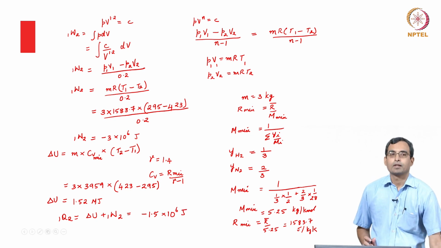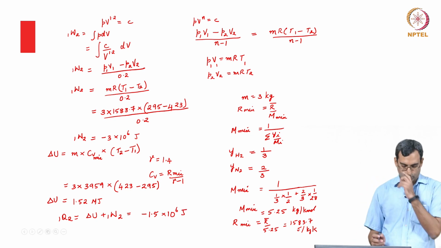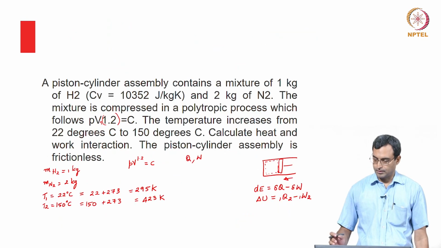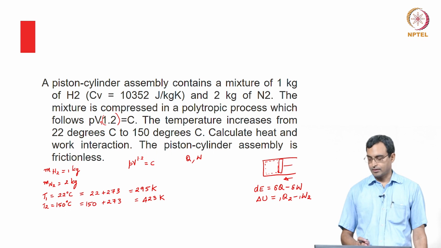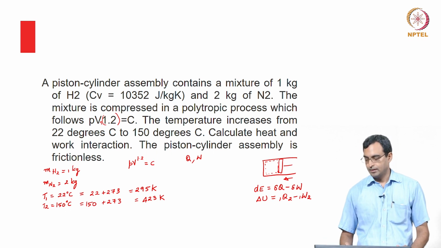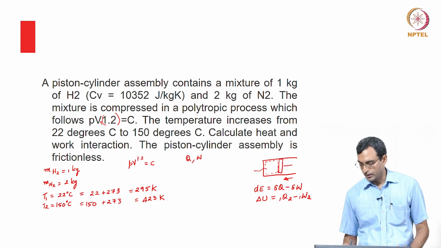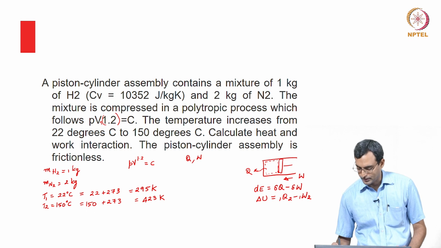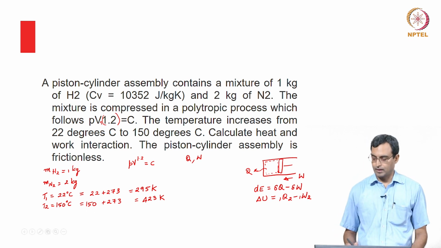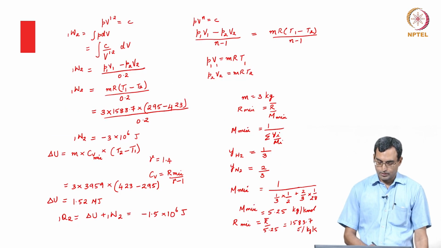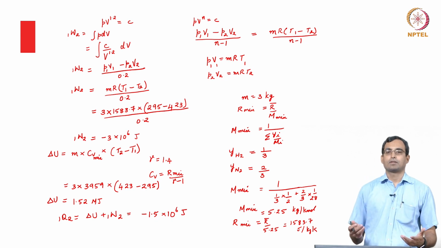So, what we see is the work interaction here is negative because this is being compressed. The heat interaction also is negative. Because it is being compressed, the temperature of this is increasing, because of which heat is going out of it, is what we have now found. Work is negative because it is compressing this, heat is negative because it is leaving, and in the process delta U is positive, which means that the temperature of this gas has increased.